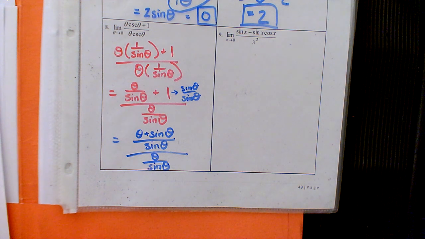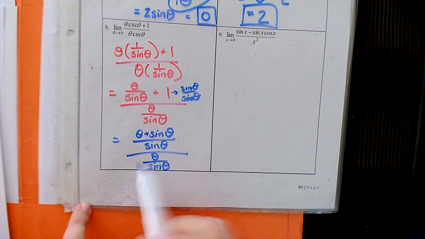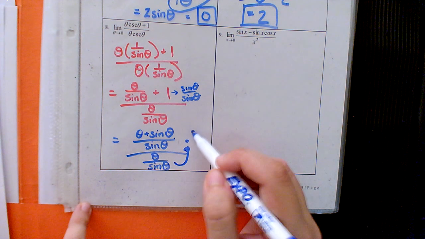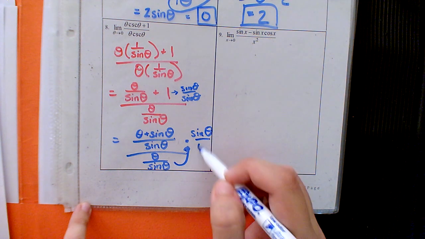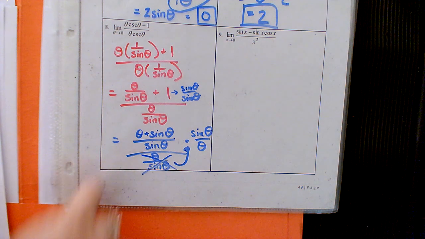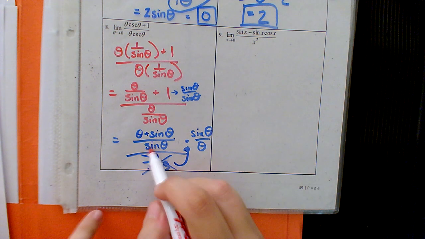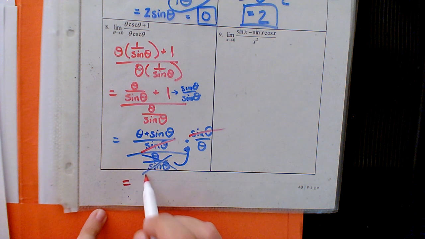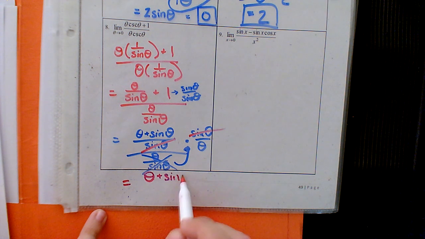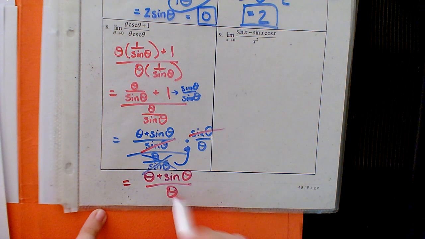Flip it, okay? Instead of dividing by a fraction, multiply by the reciprocal. So that's no longer there. What's going to happen? The signs cancel. All right, so we have theta plus sine theta all over theta.